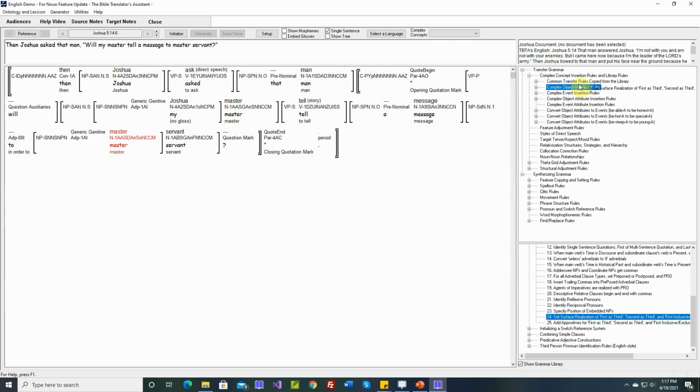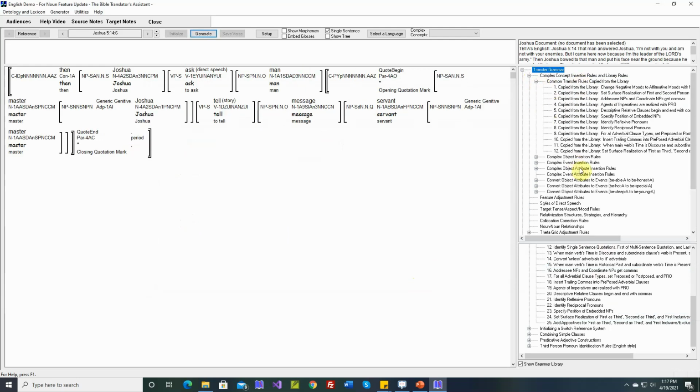And we always drag to a group name. So right there. So now we have this new rule. And now let's go to our feature adjustment rule.